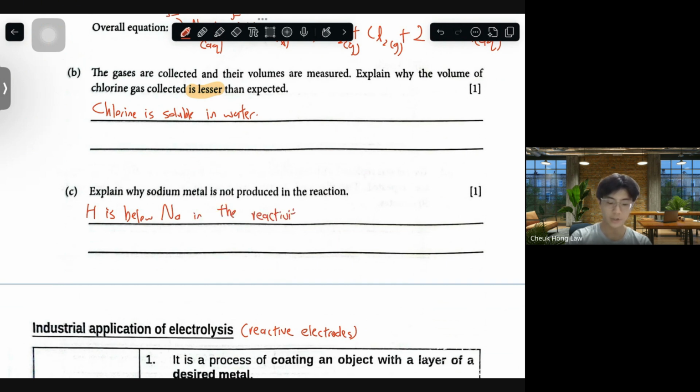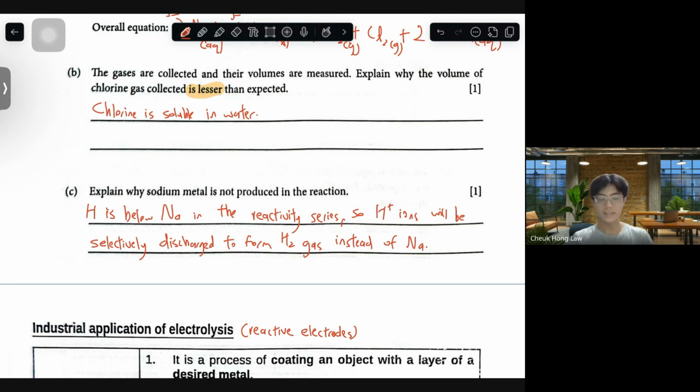Okay, remember for cations, we use the reactivity series to judge which one is selectively discharged. So since hydrogen is below sodium, your hydrogen ions will be selectively discharged to form hydrogen gas, okay, instead of sodium. That's why sodium metal is not produced, because it's your hydrogen ions that are the ones selectively discharged.